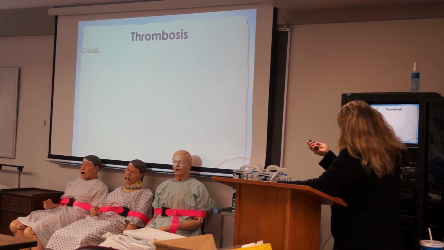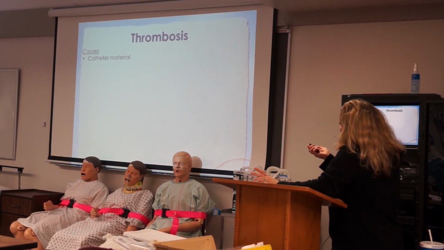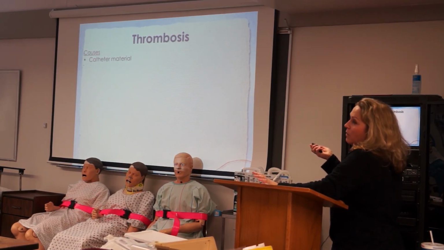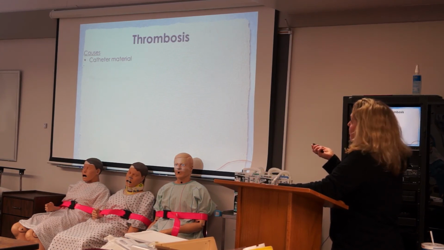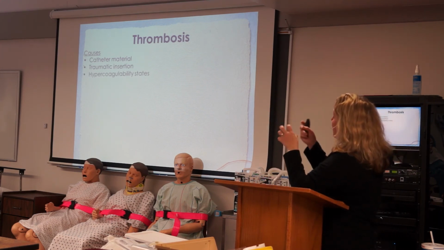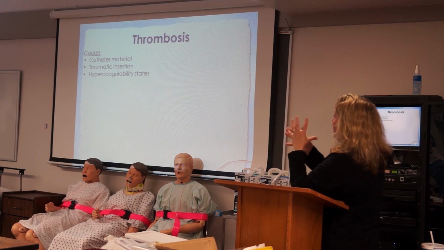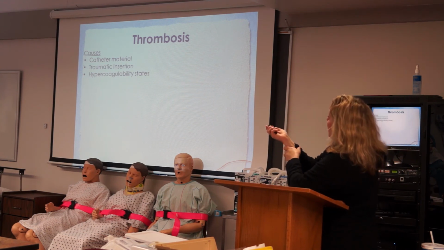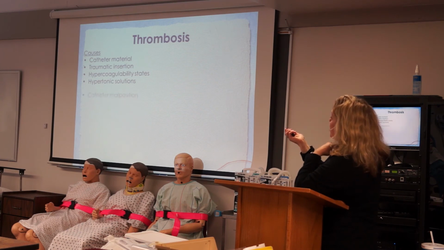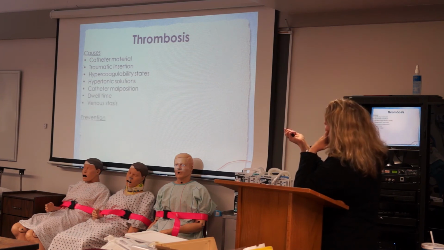So the catheter material, some of the catheters now are being made with material that does not allow for clot formation, but blood likes to clot. So catheter material, traumatic insertion, again, scraping along that line, you get these factors forming for clot formation from the injury. If your patient's in a hypercoagulability state, hypertonic solutions. So all these different things are potential causes for thrombus.